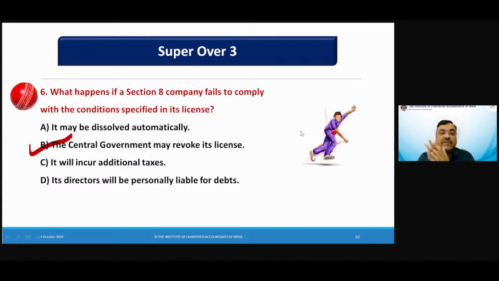Sir, what will be the approximate weightage of Chapter 2? See, in my view the important topics are charitable company, OPC, alteration in the MOA. So at least one question may be asked from this chapter, right?